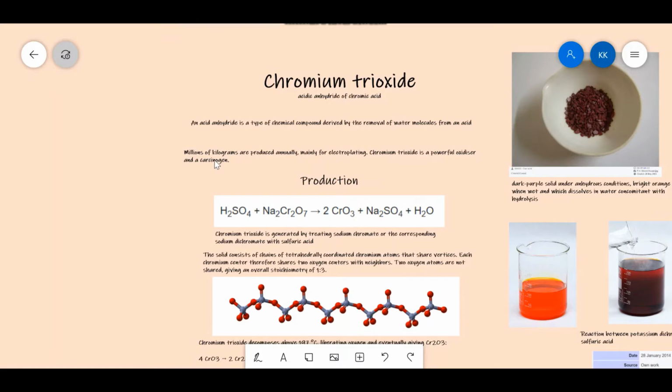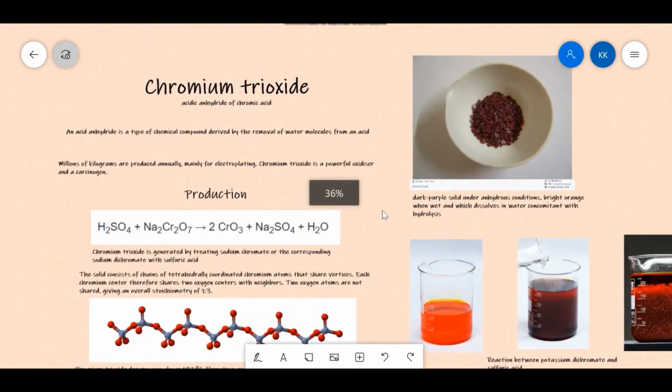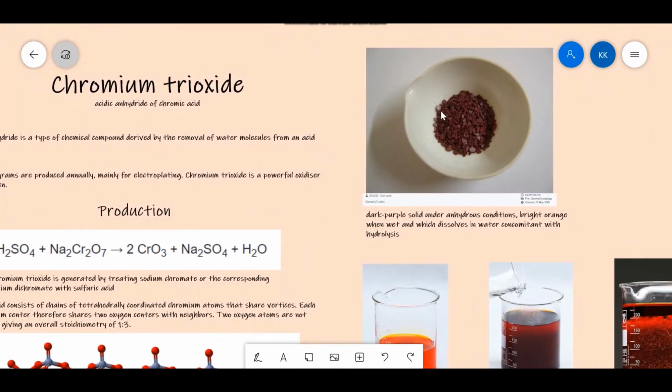Millions of kilograms are produced annually, mainly for electroplating, so you can understand how important it is for the electroplating industry. Chromium trioxide is a powerful oxidizer and a carcinogen, so it has serious health implications to humans and other life forms. Here you can see the crystals of chromium trioxide.